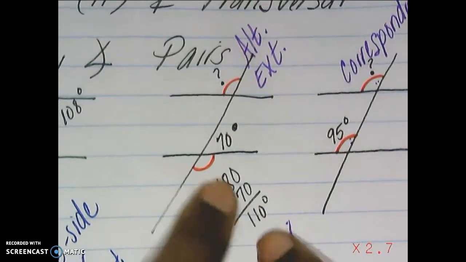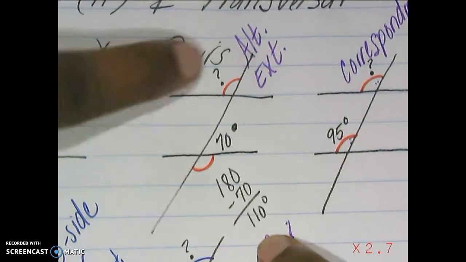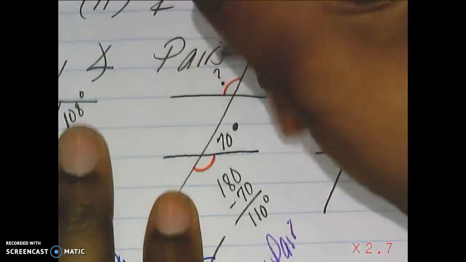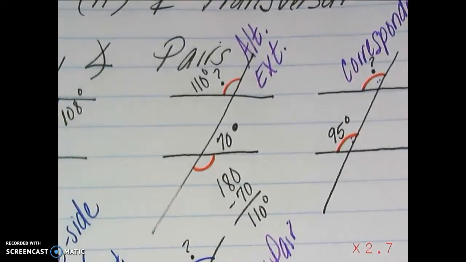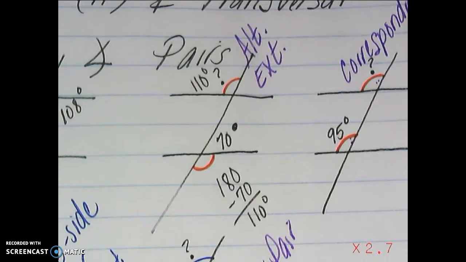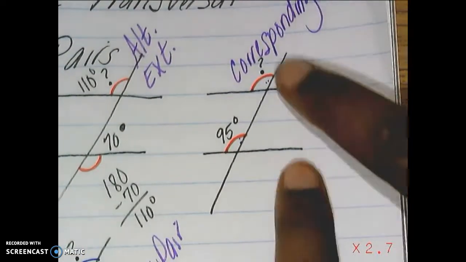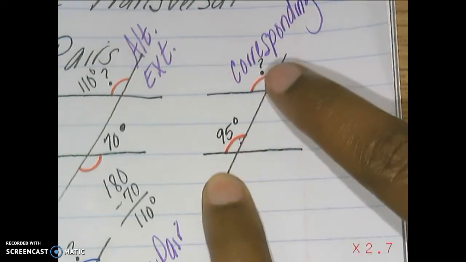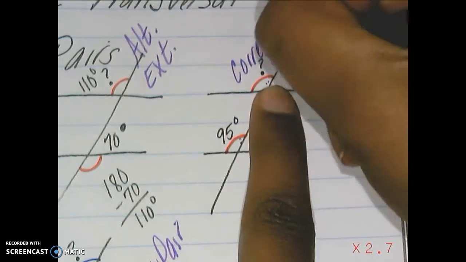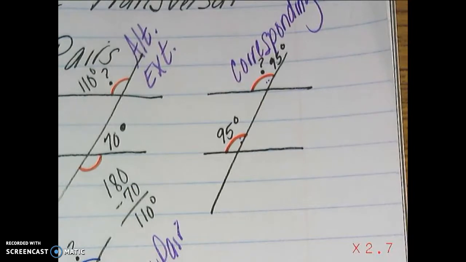That means this angle right here in red is 110 degrees. And because these two are alternate exterior angles, the question mark is also 110 degrees. Those two are equal. Corresponding angles to the side, I have a question mark here. Well, if this angle is 95 degrees, hopefully you know that the top angle right here is also 95 degrees. Okay? Now, let's go on to the supplementary ones.